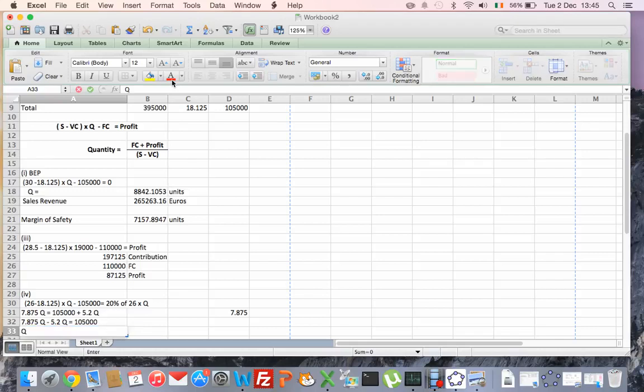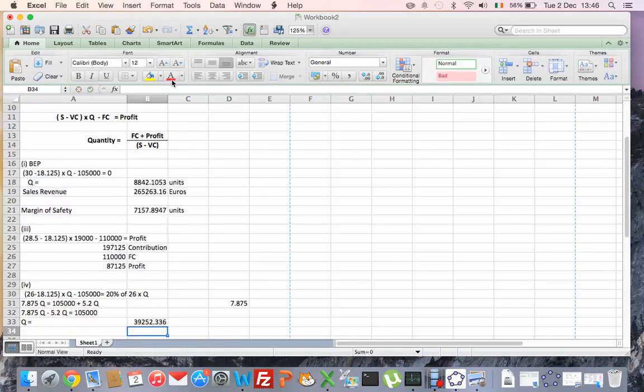Okay, so that means Q equals 105 divided by 7.875 minus 5.2. So there, the 7.875 minus 5.2, that was all the Q's that were on the left side. They were multiplying, so I'll bring them over and make them into a plus. So that's 39,526, and that's profit, so that means the answer is in euros. So we'll just label our answer.